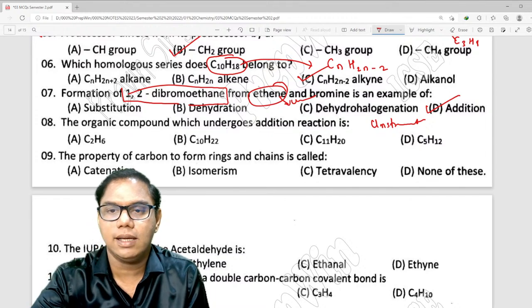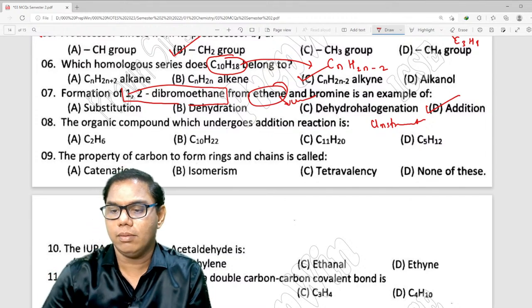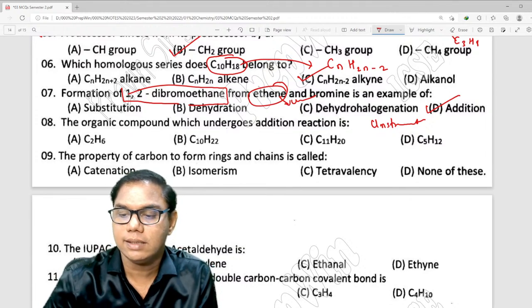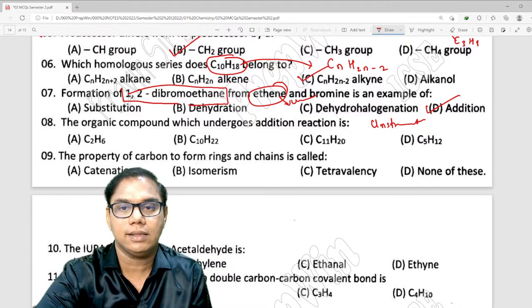Is it not in the syllabus? It is in the syllabus. Halogenation reaction is in the syllabus. Yes, it is in the syllabus.